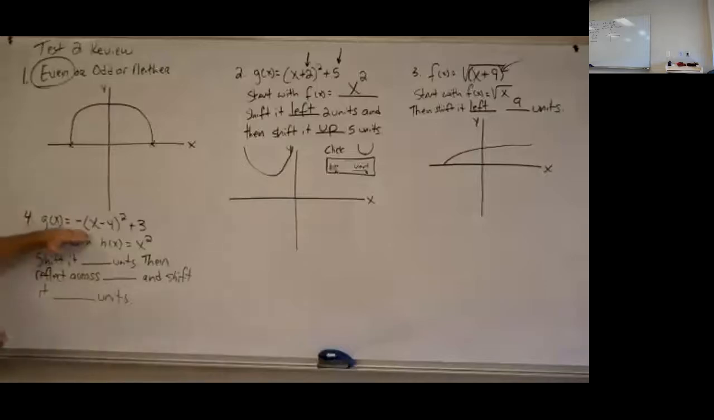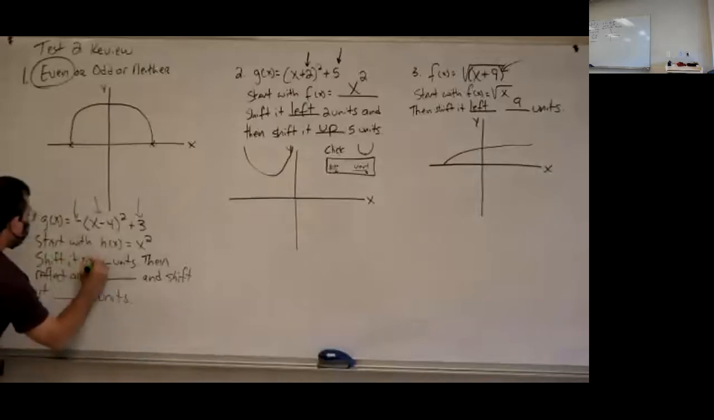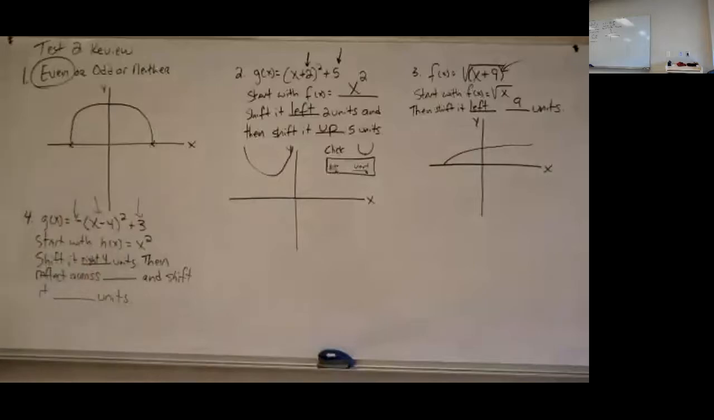So they're giving me what? Negative, parentheses, x minus 4 squared plus 3. They're telling me I'm starting with the graph h of x equals x squared. So I'm just going to start playing with all these shifts over here. I'll play with this negative 4 first. Since that's x minus 4, it's really going to go to the right 4 units. So I would put right 4 units.